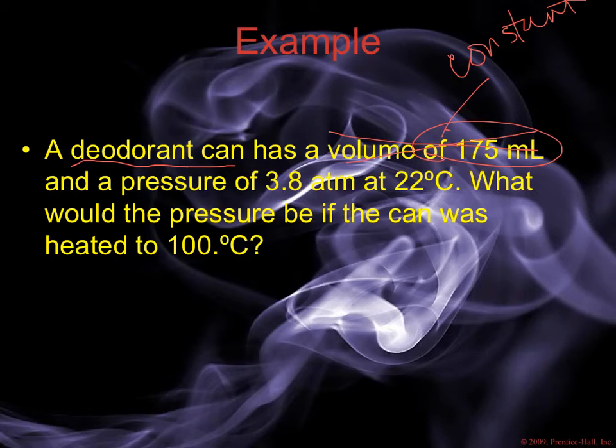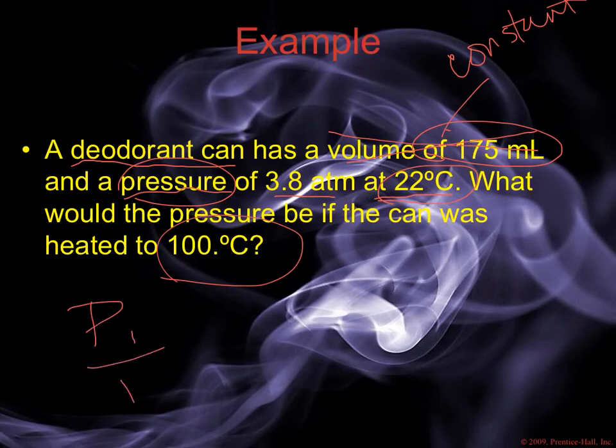So they're giving you an original pressure and an original temperature. And they're saying what would happen if you put that aerosol can in, let's say, boiling water. So we're talking about pressure and temperature. That is Gay-Lussac's law. Half the difficulty is deciding what formula you want to use to solve the problem. The actual solving of the problem is not tough at all.